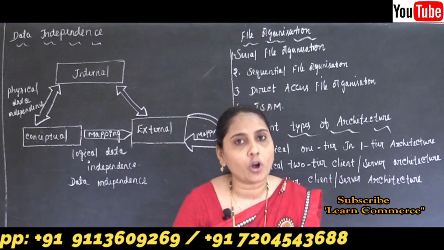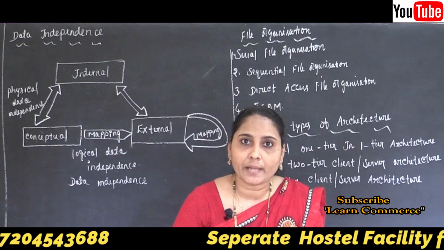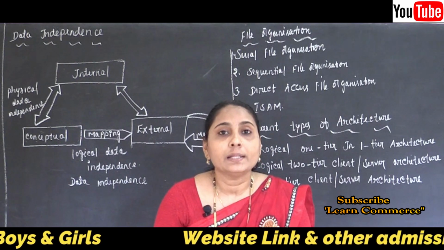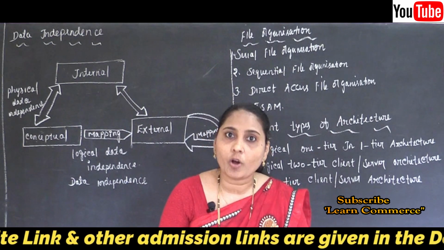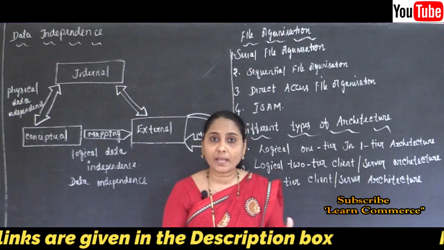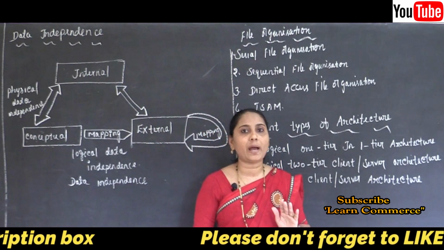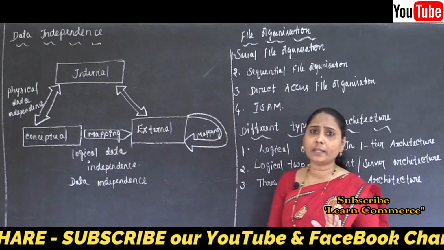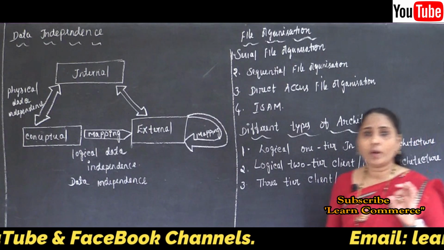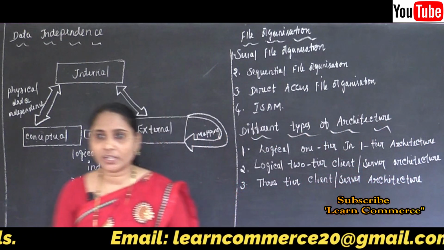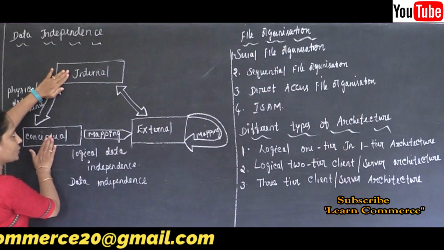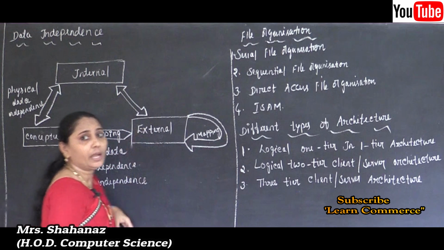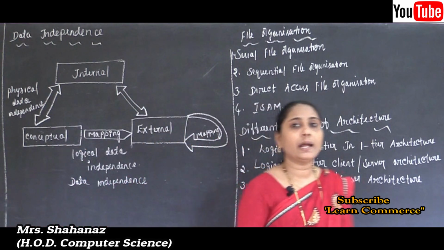So data independence occurs when the schema is changed at one level, the schema at the next level remains unchanged, and only the mapping between the two levels is changed. This is called data independence. Clear this point here? Why? Because changes between these two have no effect on the external, and changes between these two have no effect on the internal. This is called data independence.